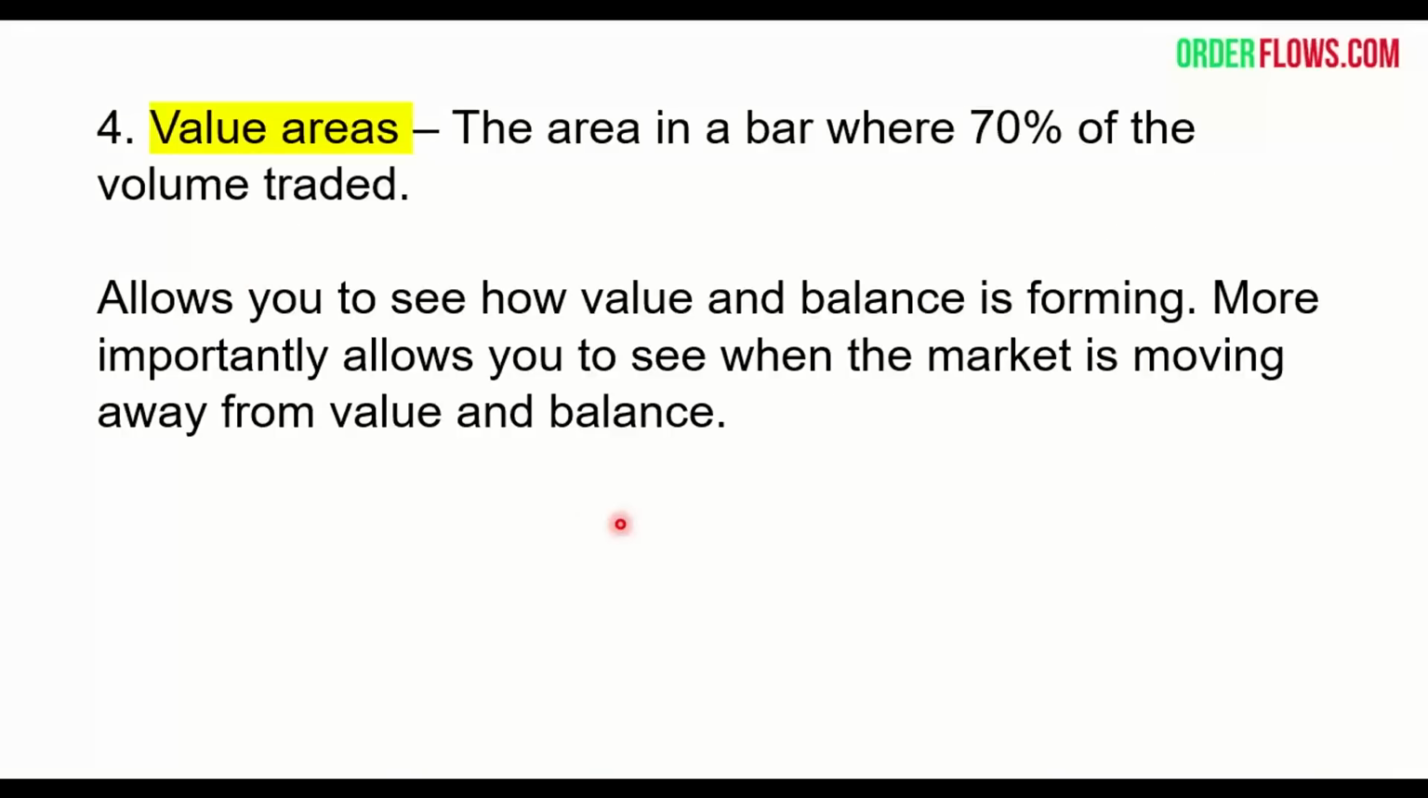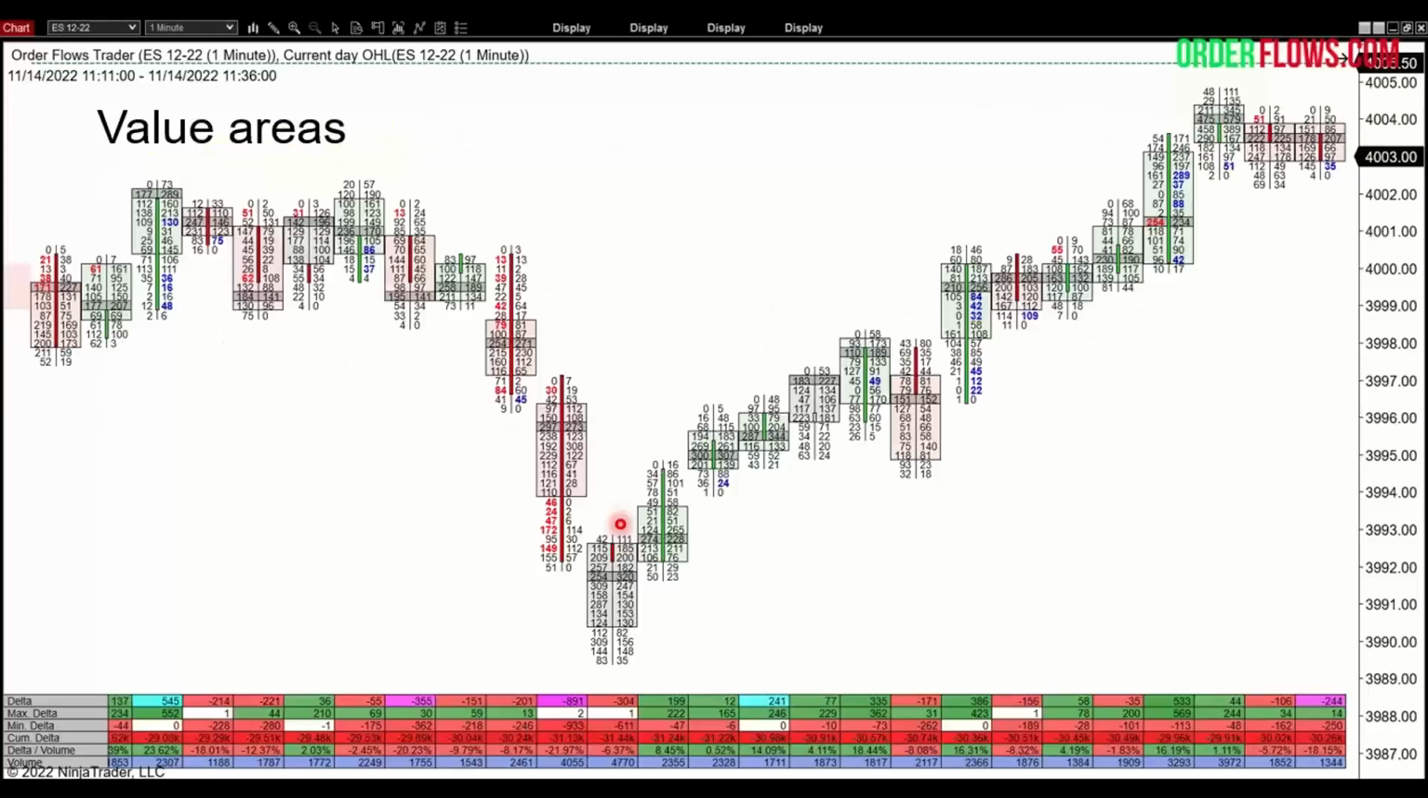Now, value areas. A lot of traders already know the term value area. It comes from market profile, and it's the area on the day where 70% of the volume traded. But you can actually look at value areas on individual bars. Whether you're looking at a 15-minute, a 5-minute, a 100 tick chart, 500 volume, 1,000 volume, whatever, you can still get the value area. It allows you to see how value and balance is forming, and more importantly, when the market is moving away from value and away from balance, which is all important information for a trader.